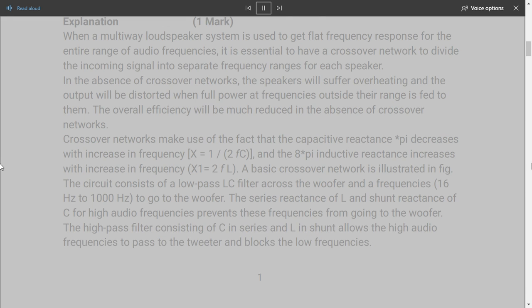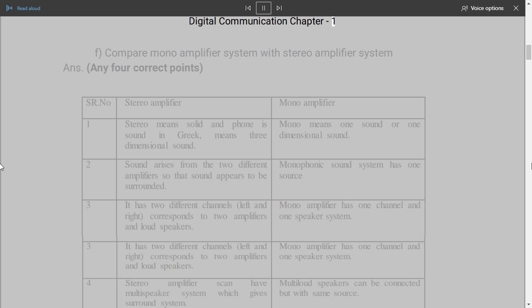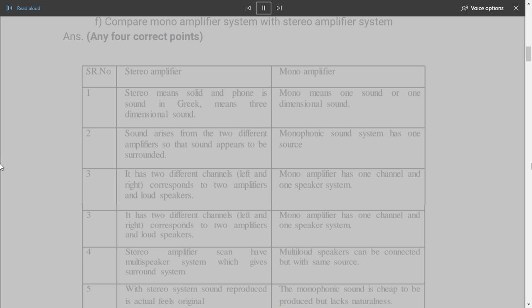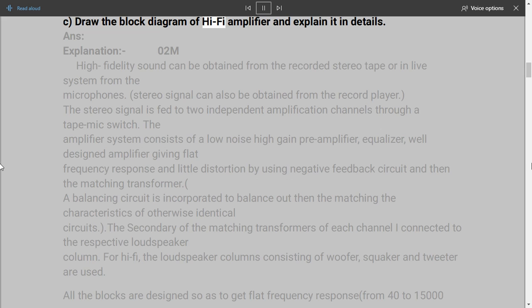Chapter 1. Q2. Compare mono amplifier system with stereo amplifier system. Answer: any 4 correct points. Q. Draw the block diagram of hi-fi amplifier and explain it in detail.